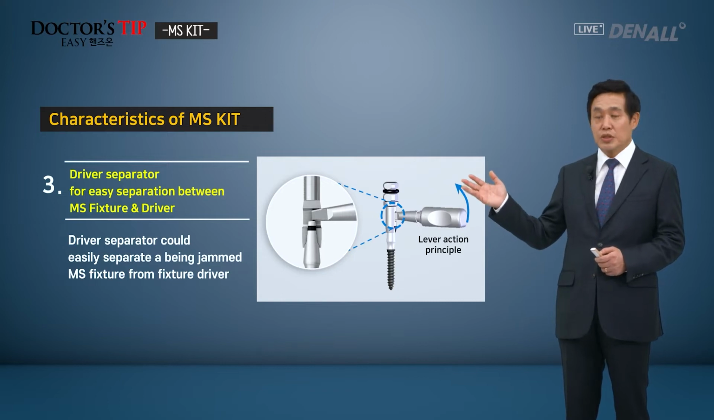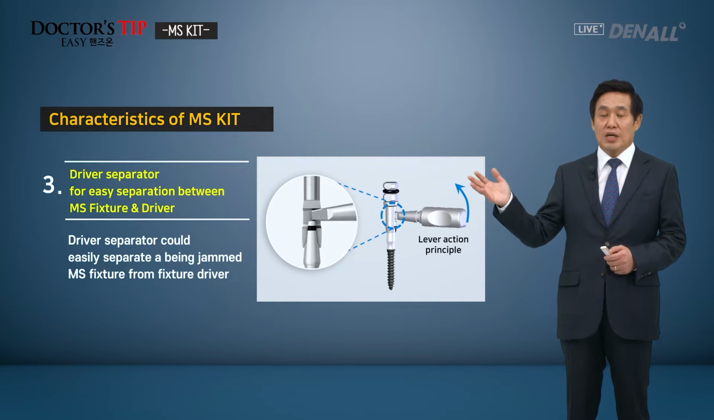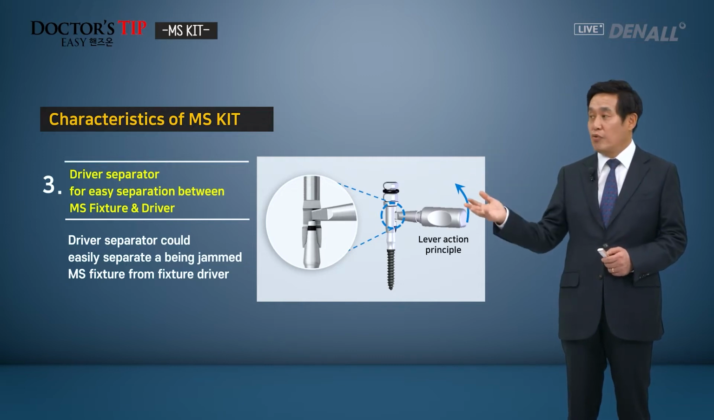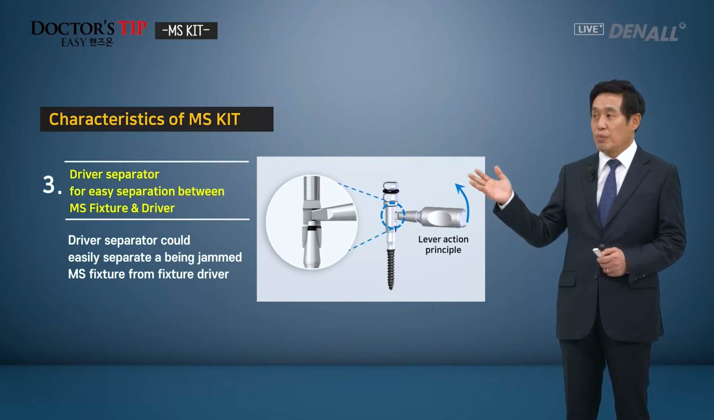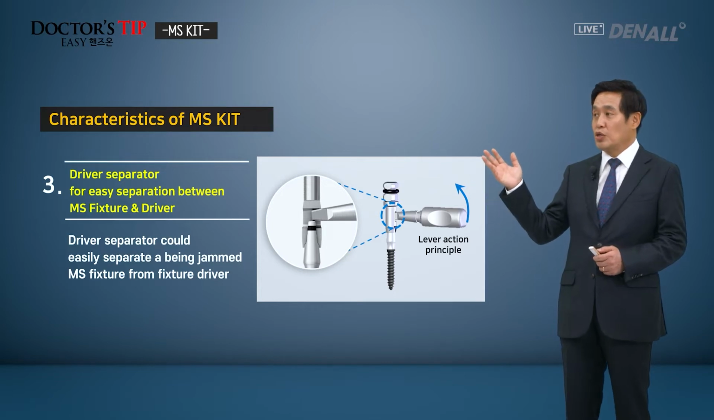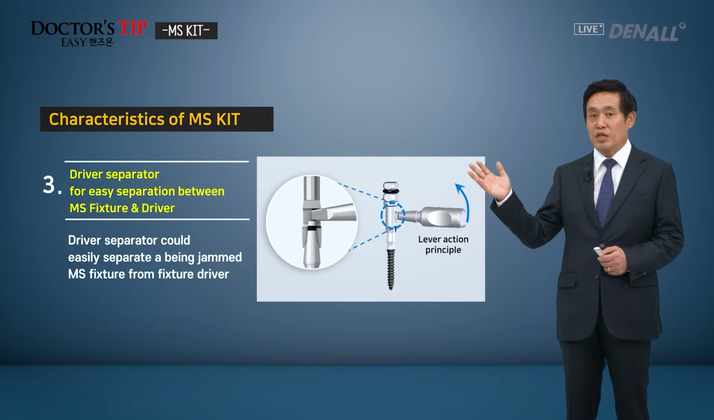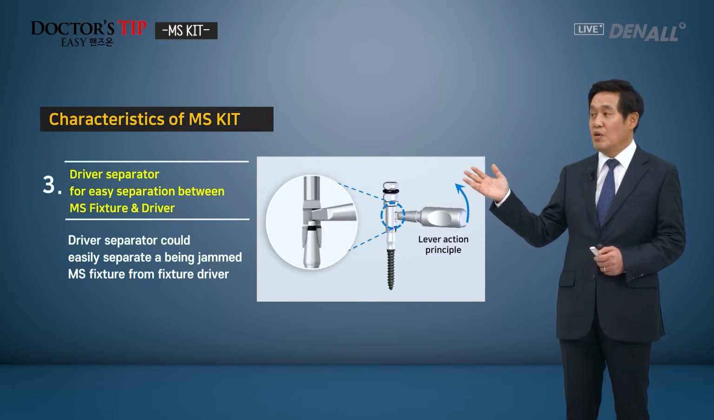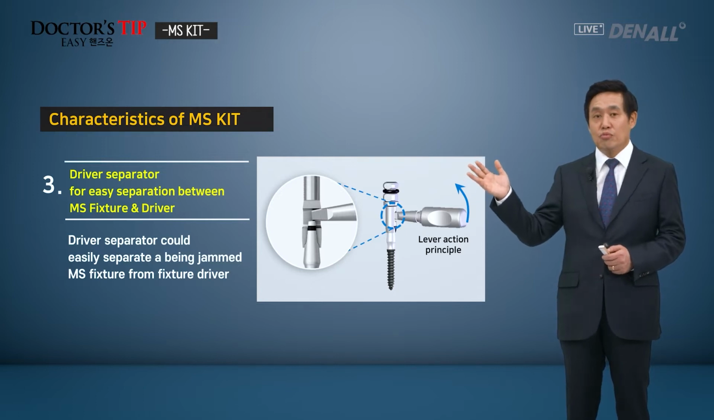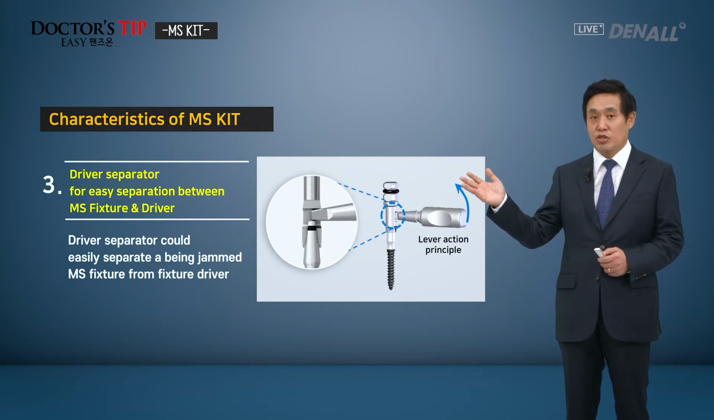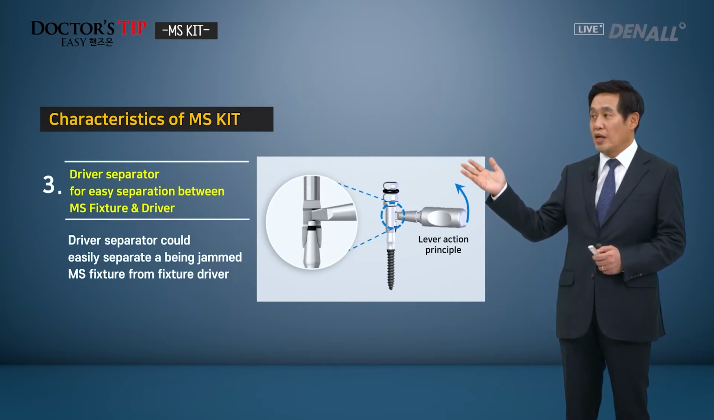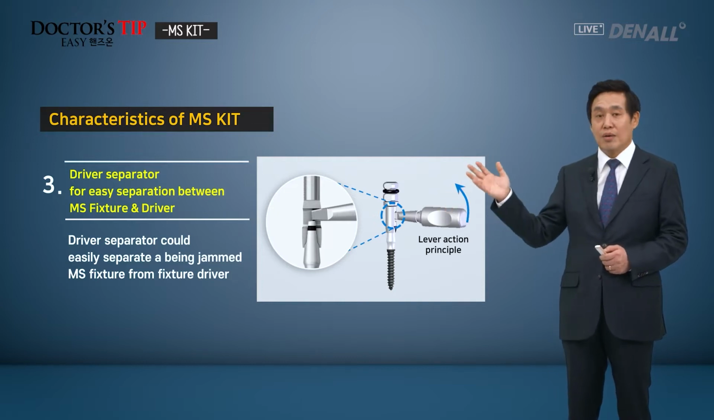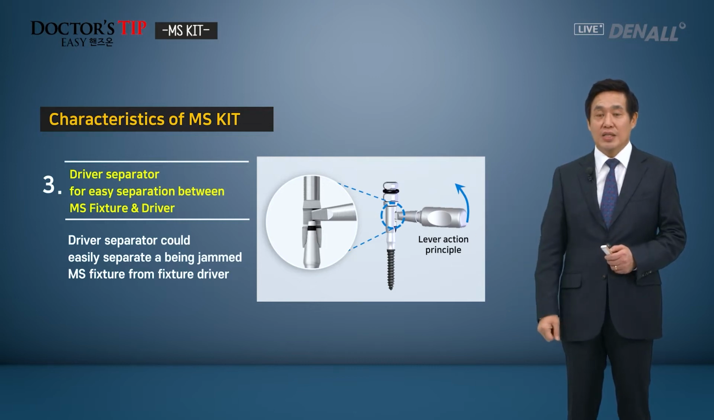Third characteristic is that MS fixture, because it's a one body implant, has the upper part exposed within the oral cavity, and after placing the implant, you have to immediately create a temporary prosthesis because you feel that pressure, sometimes too much torque. In such case, between fixture and driver, there could be jamming. And if you have jamming, then if you try to take it out with force, the fixture can lose its initial stability. To prevent that from happening, we created an appliance called a separator, so that if you have a jam between fixture and fixture driver, with the lever action principle, you can easily separate the two. So it's a special tool for that purpose. So just in case you have jamming, you can still use this safely.